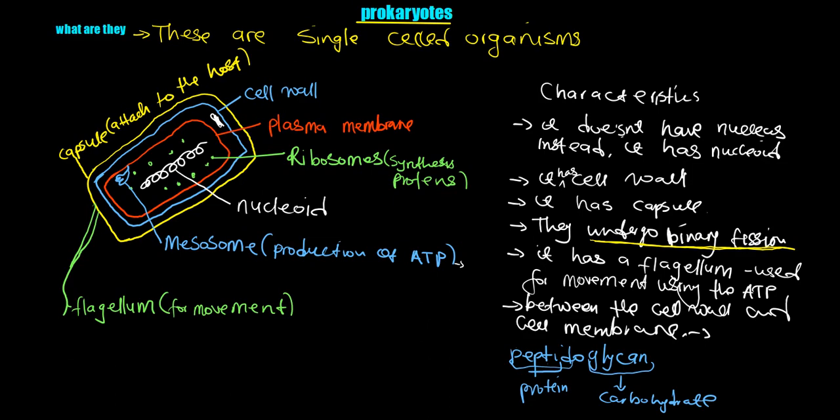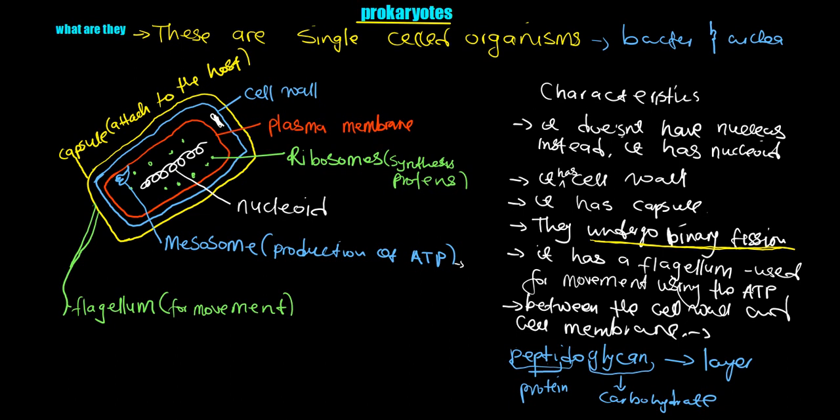I've given two examples of these guys: bacteria and archaea. These are the examples of prokaryotes. But in this case, this is a layer on its own. This layer is found between the cell wall and the plasma membrane, which is the cell membrane.